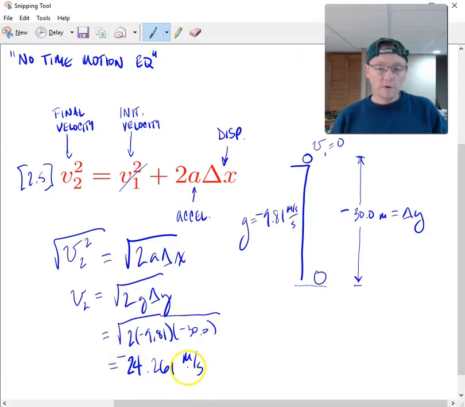So 24.261 is too many sig figs. I have 3 sig figs here. This doesn't count for sig figs. And I don't have anything else in the problem, so 3 sig figs is my answer. So there it is right there. Negative 24.3 meters per second, rounded off. Hope that helps. Let me know if I can answer any questions. Thanks.